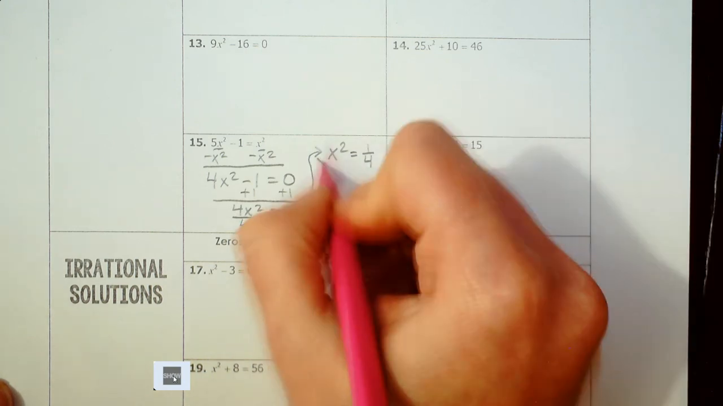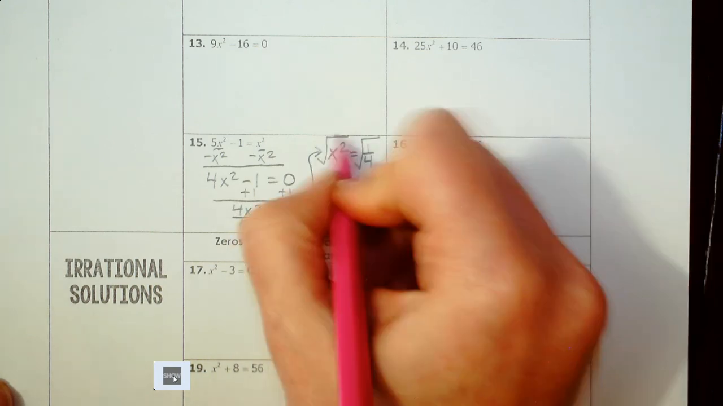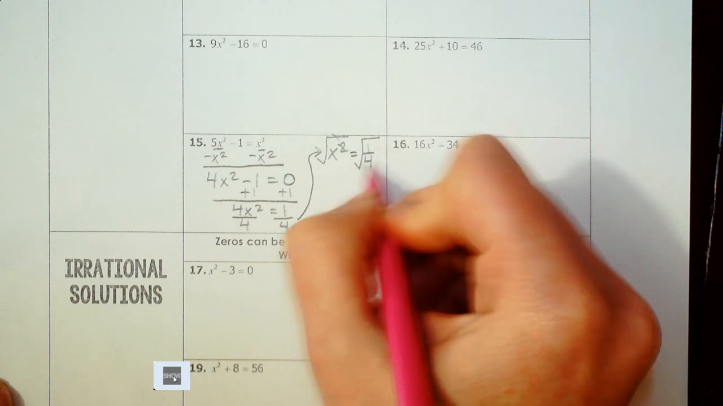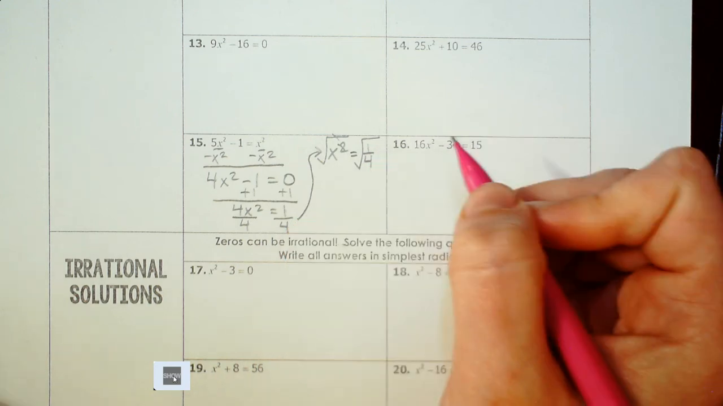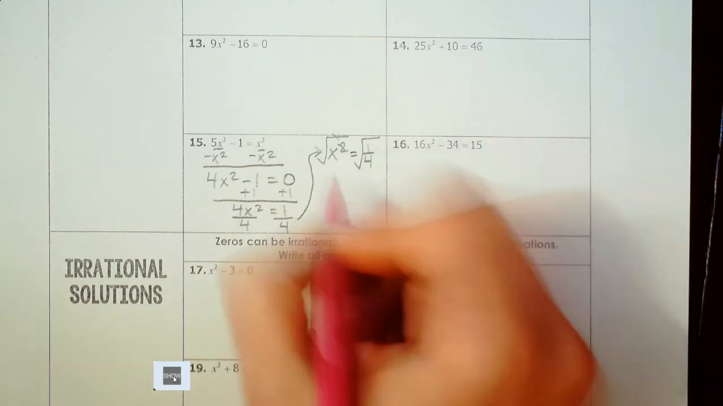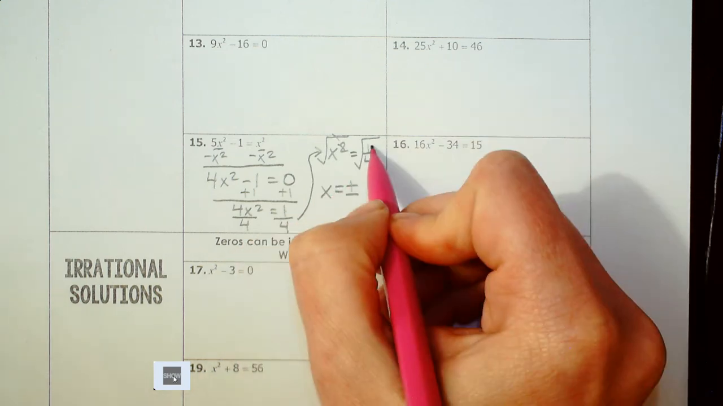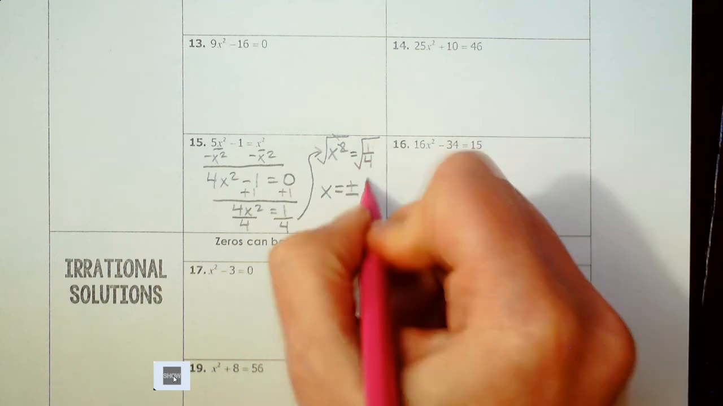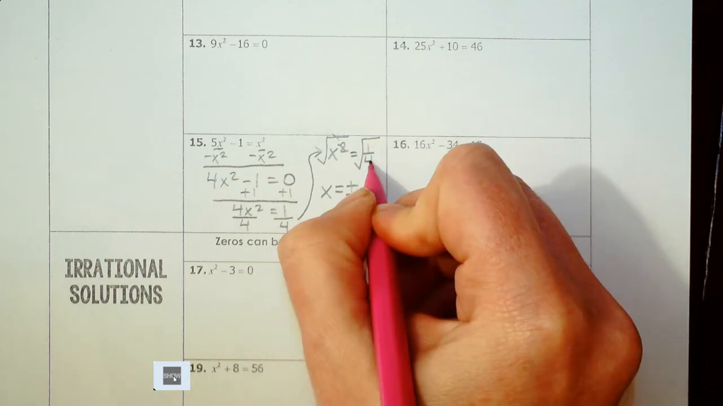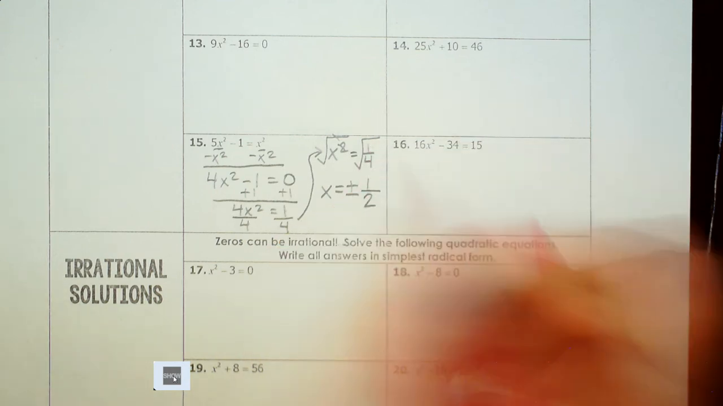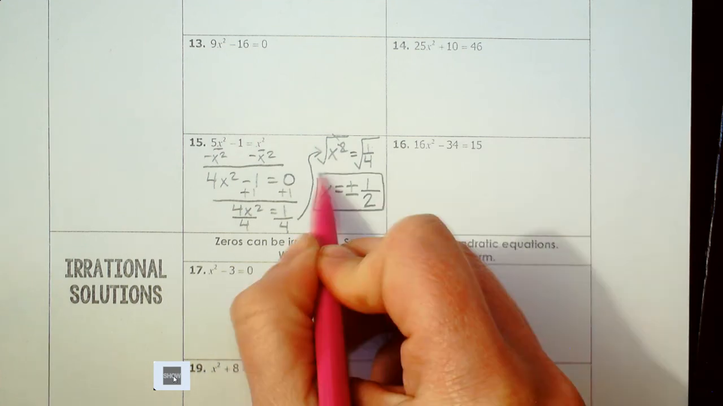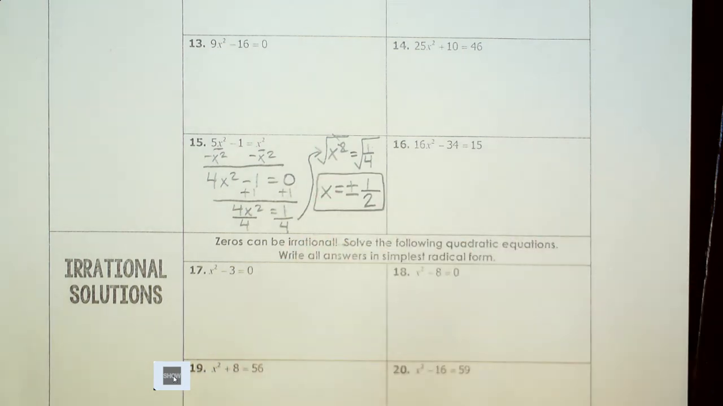All right, so now we're going to square root, square root. When you square root a fraction like this, you can type it in your calculator or you can just break it down. This is x equals positive and negative. The square root of 1 is 1. The square root of 4 is 2. So the square root of 1/4 is positive and negative 1/2. All right, so you should be able to finish through 16 on those.